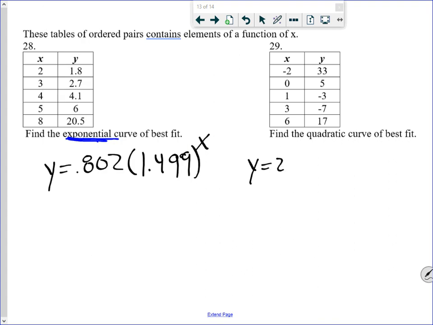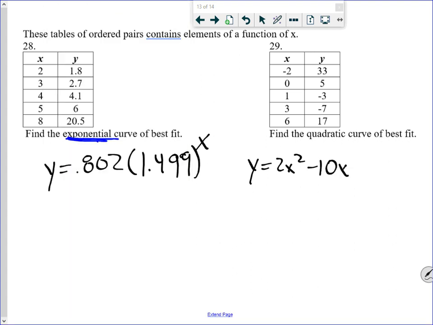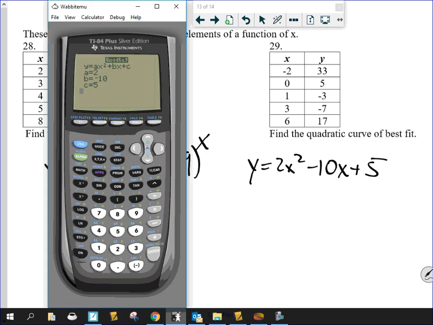And there's our equation. Y equals 2x squared minus 10x plus 5. Let's bring it up one more time to double check that. And so there's our quadratic curve of best fit.